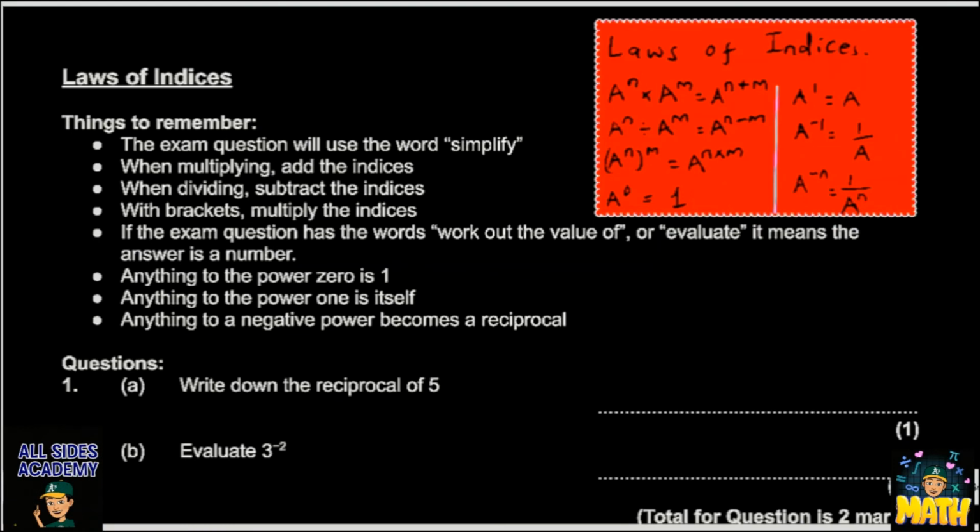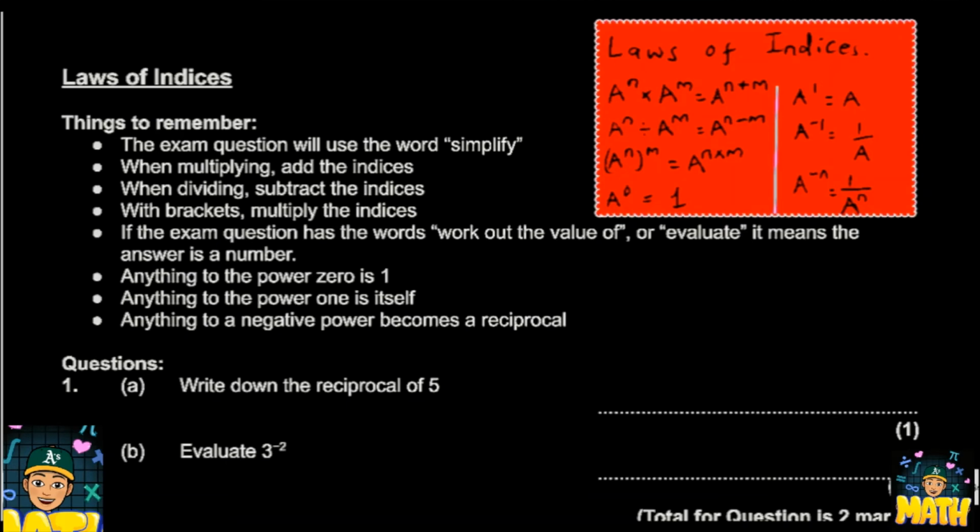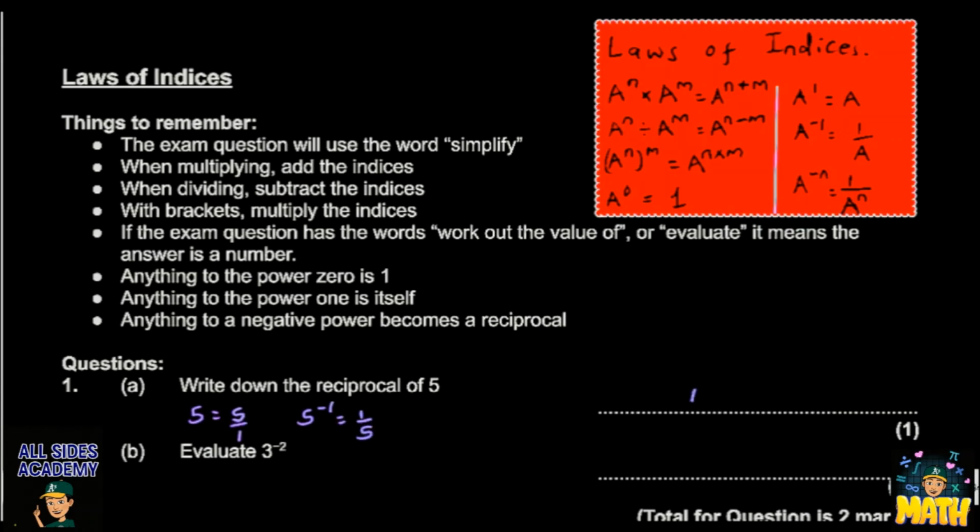Write down the reciprocal of 5. Here we start with the reciprocal. 5 as a normal number is 5 over 1. The reciprocal means we want to interchange the numerator and the denominator. So that becomes 1 over 5.